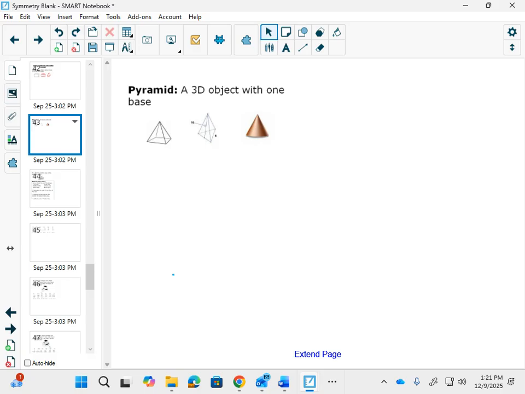It has a base and it goes to a point. So you could have a rectangular pyramid, a triangular pyramid, a circular pyramid. We have a name for circular pyramids. You know what those are called? Like you put ice cream in them? Cones. Excellent.